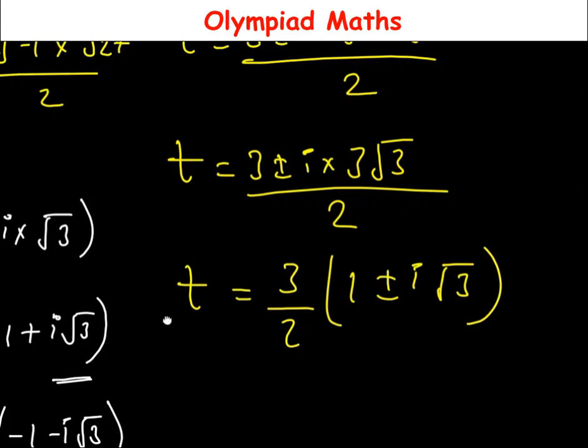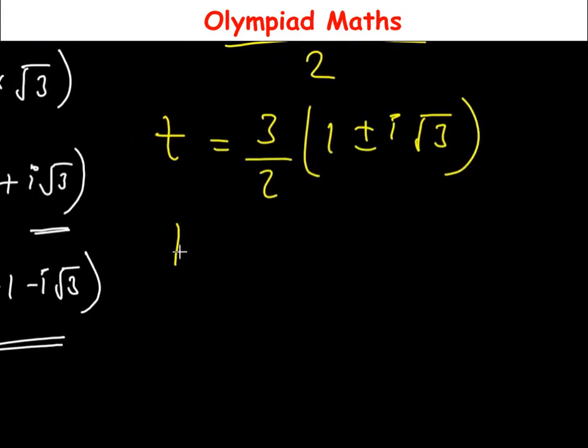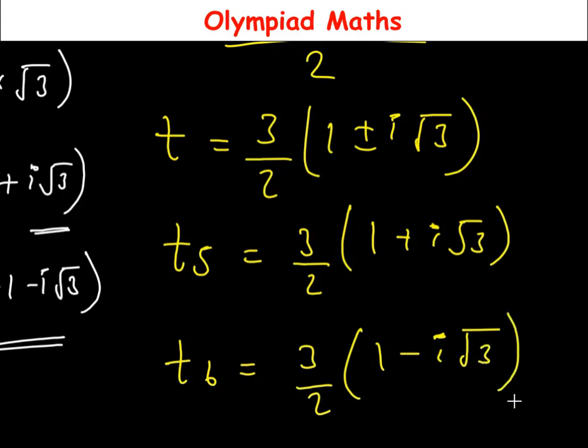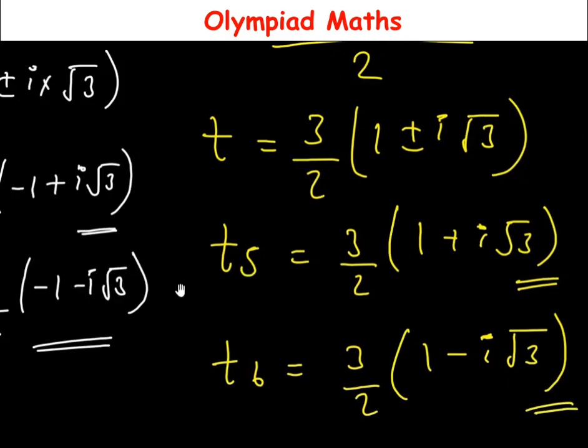So the value of t5 is equal to 3 over 2 into bracket 1 plus i times root 3, while the value of t6 is equal to 3 over 2 into bracket 1 minus i times root 3. So we've gotten the value of t5 and also the value of t6. So at this junction, we've gotten all the solutions for the value of t.